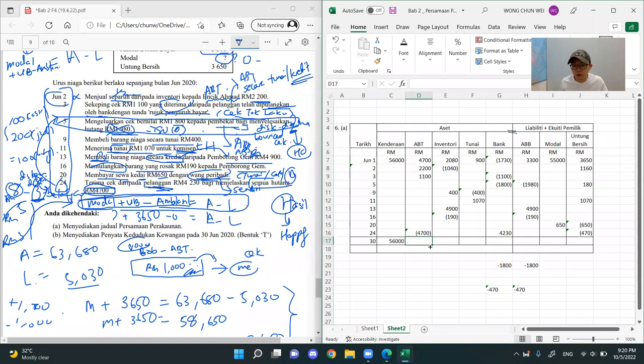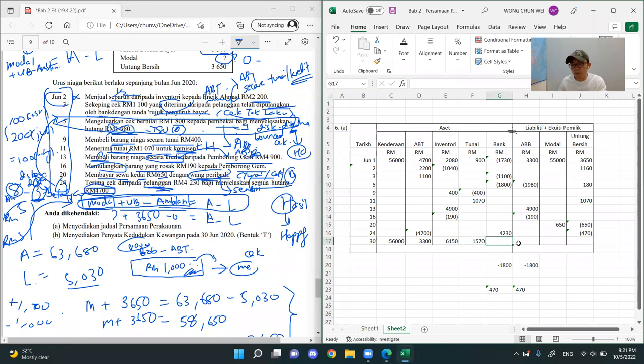So for this one, you take this plus this, then minus 4,700, and you get 3,300. For your inventory, same thing: 2,080, you minus 1,040. After that, you plus your 400, plus your 4,100, and minus your 190, and get 6,150. Then for your 29, same thing: your 900, minus your 400, and add your 1,070.